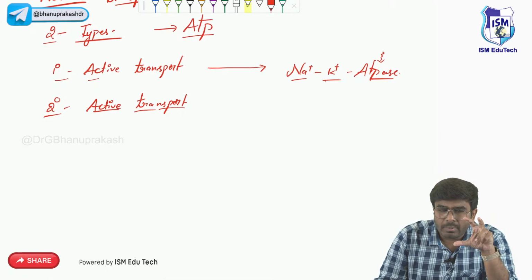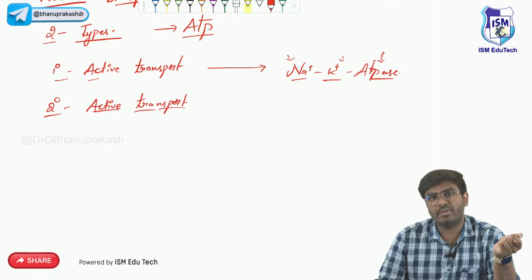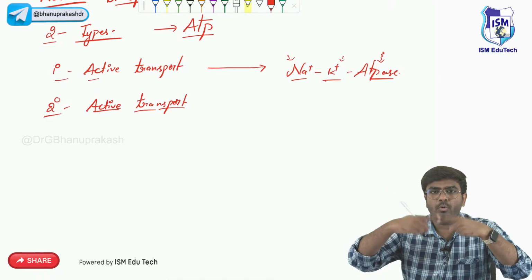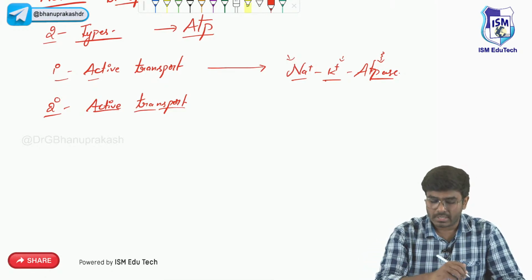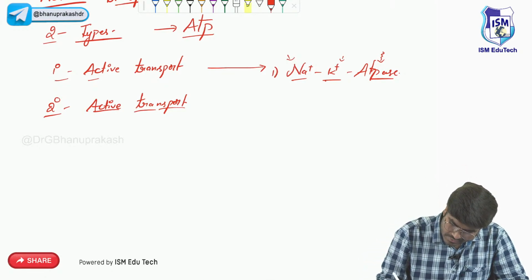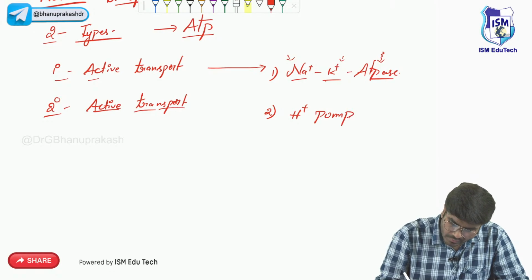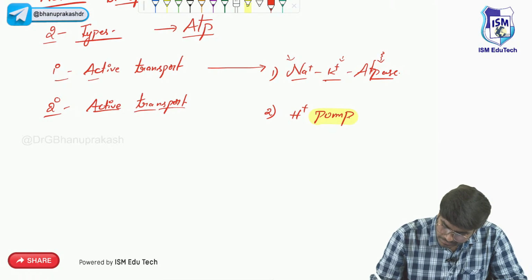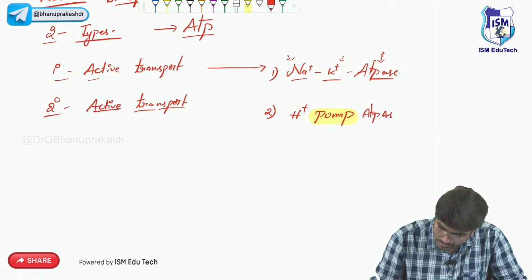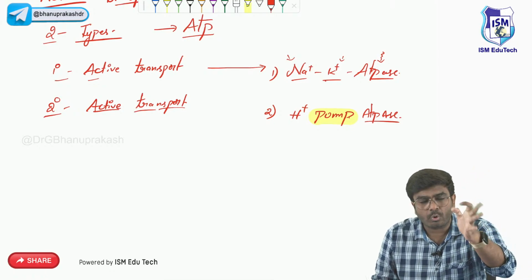With the help of this ATP breakdown, who is moving? Sodium is moving, potassium is moving. So sodium and potassium are moving in and out of the cells with the help of ATP. It's an example of primary active transport. So can you give me any other examples? The second example is the proton pump. Remember, for your entire life, whenever you hear this word pump, pump is nothing but ATPase. Pump is nothing but primary active transport. Pump means ATP is getting broken down.